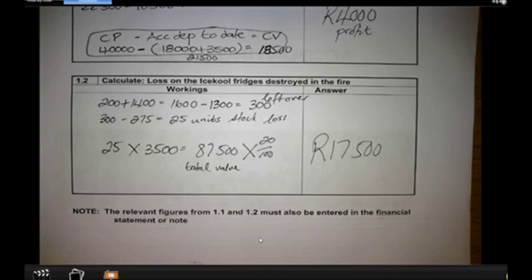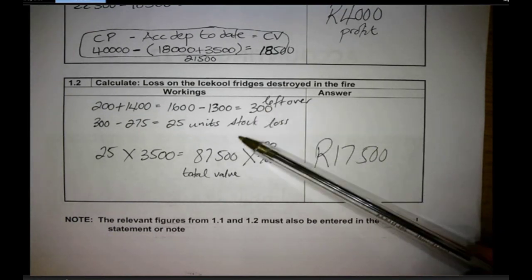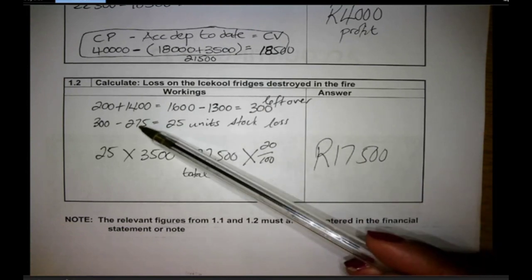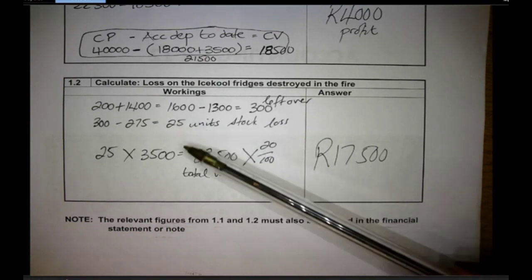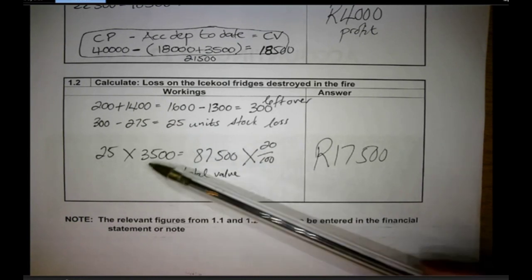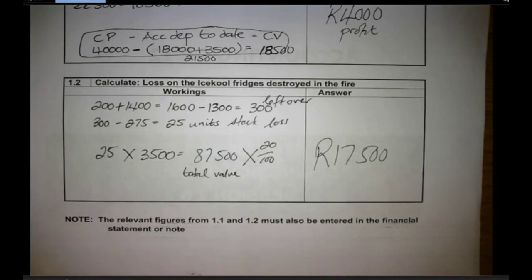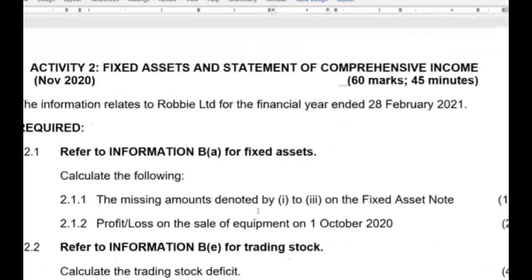Now we're going to work our trading stock deficit activity two. I showed you now. Specific identification says, what is the cost price? In other words, how many units of that item do I have left over? Okay. How many units of that item is missing or lost or stolen? And I use the cost of that specific item. I don't use FIFO. I don't use weighted average. Okay. Now that there's no questions, let's move to activity two.